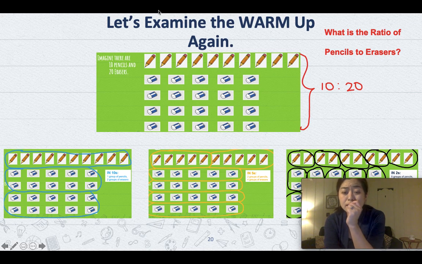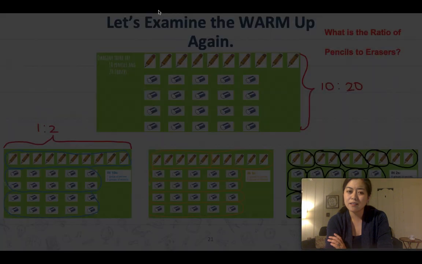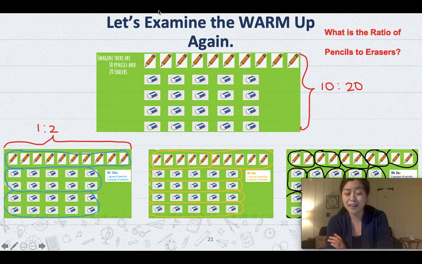Now let's look at the picture with the blue circles. What's the ratio there of pencils to erasers? Is it still 10 to 20? Can we write it in a different way? Yes, we can. We can write it in a different way because in each group there are the same number of items. So we can compare pencils to erasers with groups.